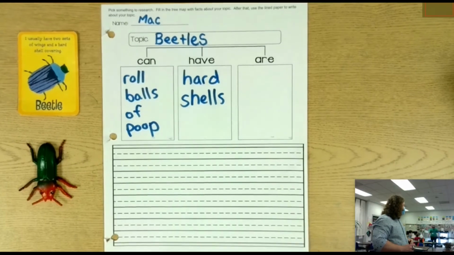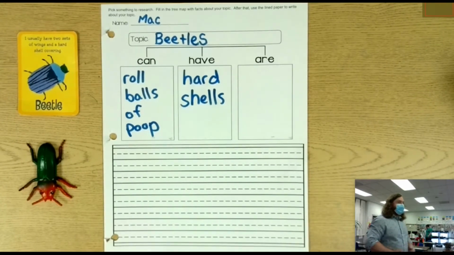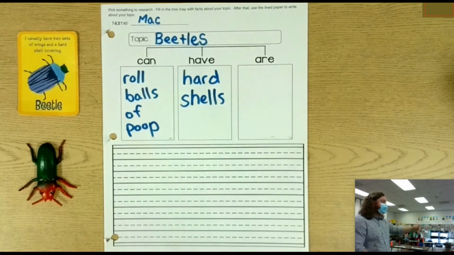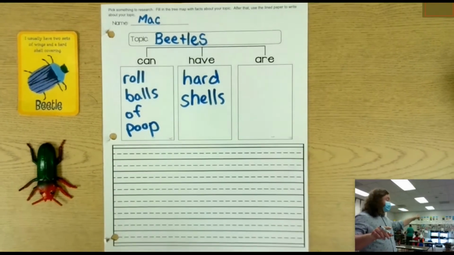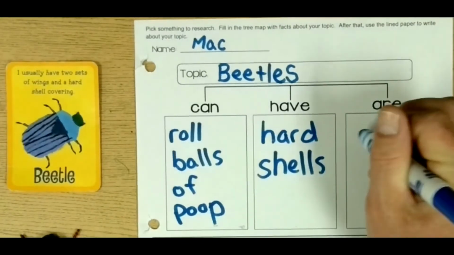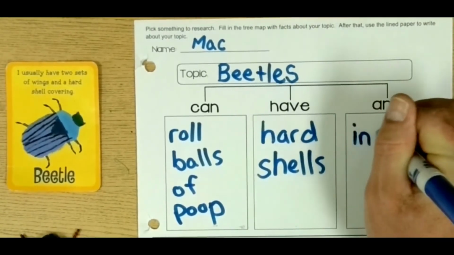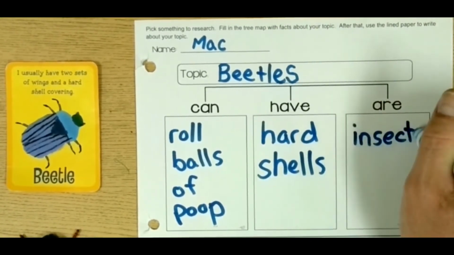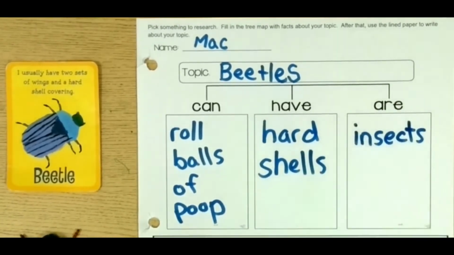Beetles are insects. I was hoping somebody was going to say that. You know how we know they're insects? Because they have 6 legs. Yes. Beetles are insects. Okay, guess what? Our brainstorming part is finished.